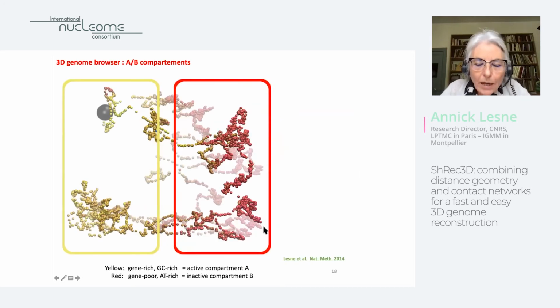This way of reconstructing the 3D genome structure also makes it possible to annotate the structure directly with any linear annotation of the genome you wish. So it provides a 3D genome browser. Here it's, for instance, the AB compartments, where we have annotated in yellow the gene-rich loci and in red the gene-poor heterochromatin-rich loci, and you see a clear spatial segregation into compartments.